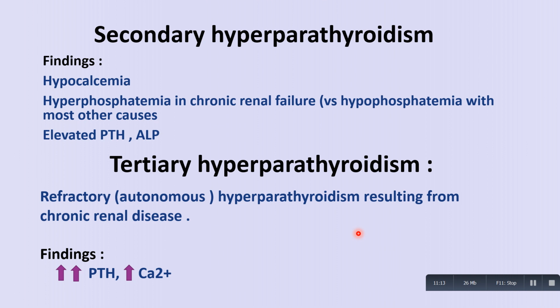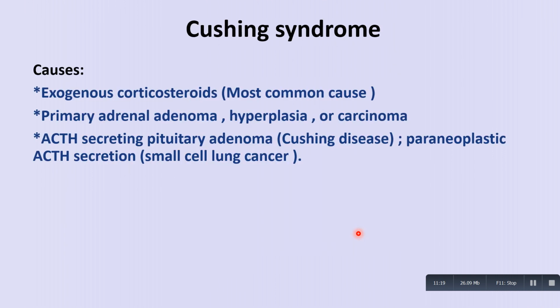Causes: exogenous corticosteroid, which is the most common cause, or primary adrenal adenoma, hyperplasia, or carcinoma. ACTH secreting pituitary adenoma, and in this case we call it Cushing disease. Paraneoplastic ACTH secretion in small cell lung cancer. Symptoms: hyperglycemia, fat deposition on the face and back of shoulder, thin skin, purple striae.